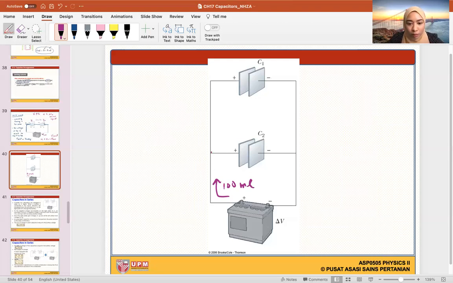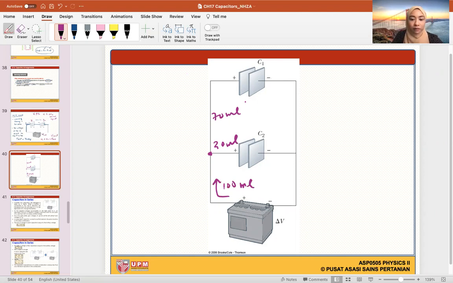Now when it goes to this point, dia akan berpecah. The water will be divided. Let's say it divides into 70 ml here and it divides into 30 ml over here. So with that said, C1 is not meeting the same I as C2.